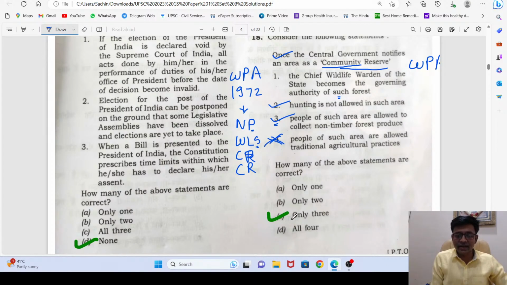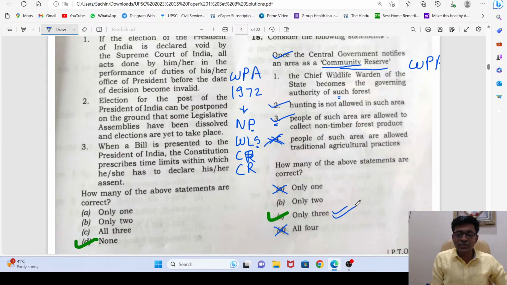Second and third are correct. So the answer cannot be all four. Here also we will use the elimination method. Now, only one, only two. Again, two statements are correct, so you will eliminate A, B and C. Now you will answer only two or only three.